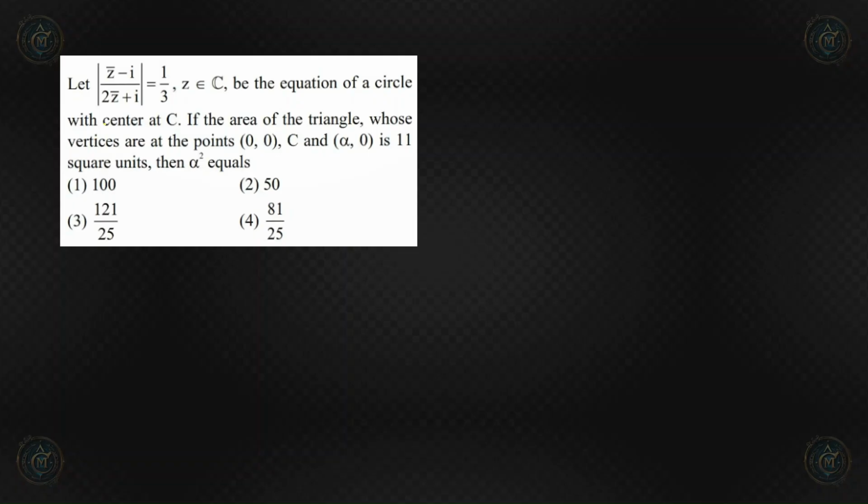So we have to first find the equation of this circle, so that we can find the center of that circle. So we proceed by interpreting this modulus. We know mod of w is equal to mod of w bar, if w is a complex number. So we can use this property here to write this as modulus of z plus iota over 2z minus iota is equal to 1 by 3. If we square both sides, we get 1 by 3 whole square, which is equal to 1 by 9.